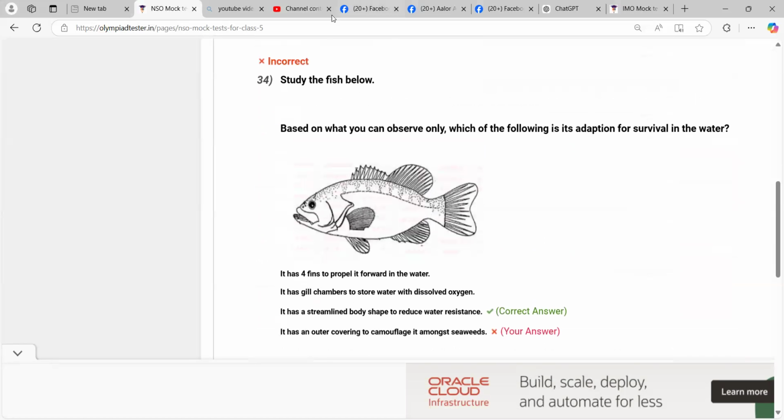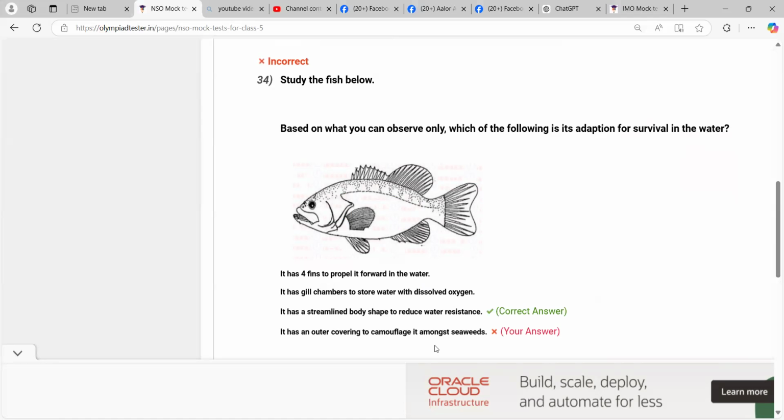Number 34. Study the fish below. Based on what you can observe, which of the following is its adaptation for survival in the water? It has four fins to propel it forward in the water. It has a gill chamber to store the food with dissolved oxygen. It has a streamlined body shape to reduce water resistance.